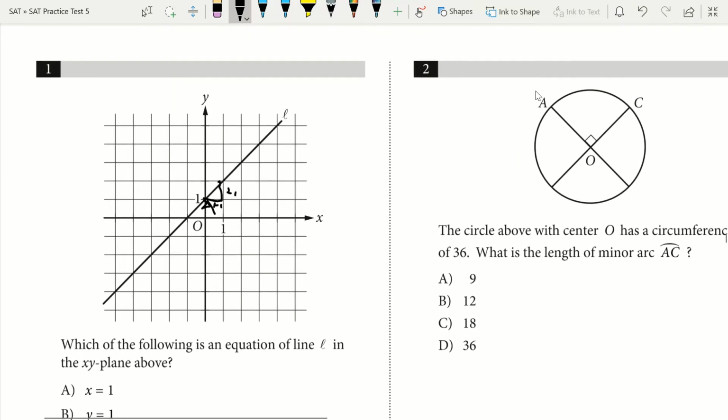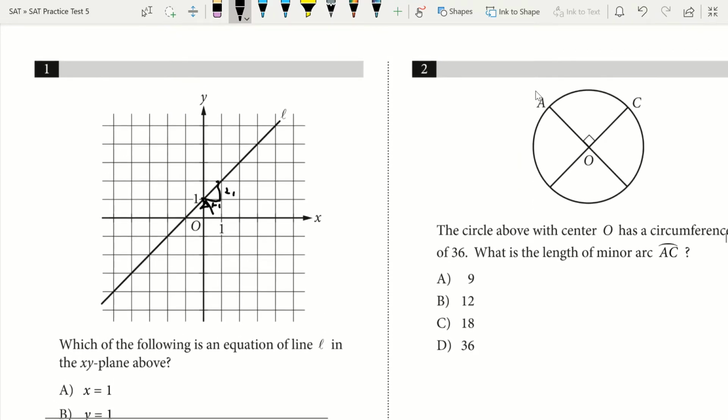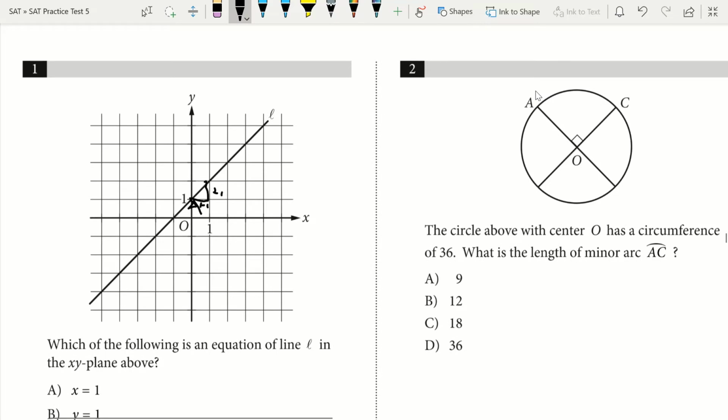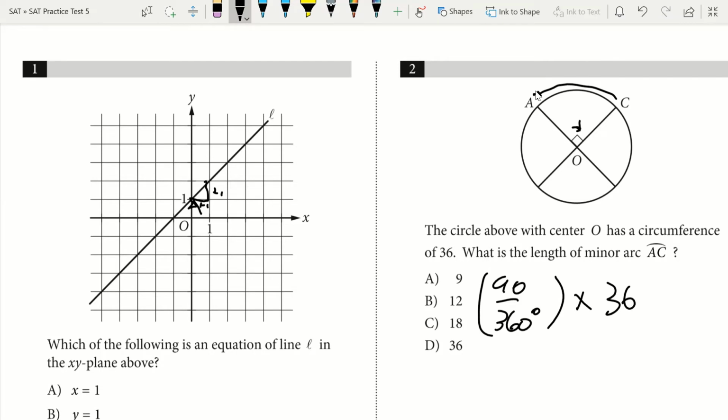Question 2. The circle above with center O has a circumference of 36. What is the length of minor arc AC? Well, that's going to be from here to here. I see I have a 90-degree angle here. So that 90-degree angle over the 360-degree angle in total is going to be 1/4, and then I multiply that by my circumference of 36. I see this can be simplified to 9 over 36, 36 times 36 will cancel, and I'll be left with 9. So my answer is going to be A, 9.